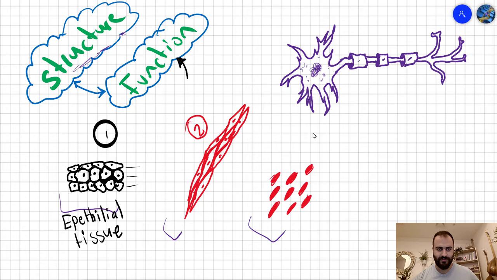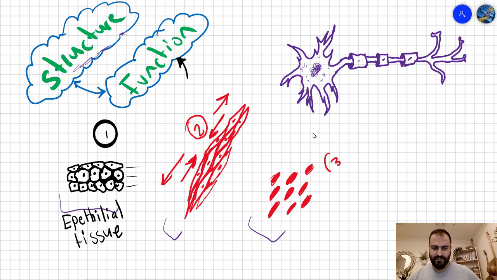These are the muscle cells, and as you can see, they are elongated. And again, the structure of these cells helps them perform their function, which is contracting and relaxing, moving body parts. So these cells are able to contract or shorten and elongate, and by doing that they can move body parts.